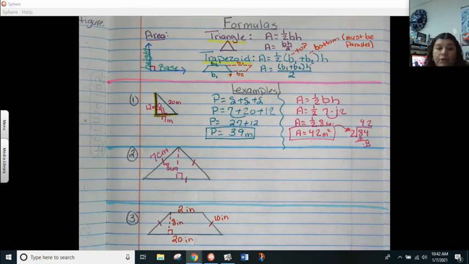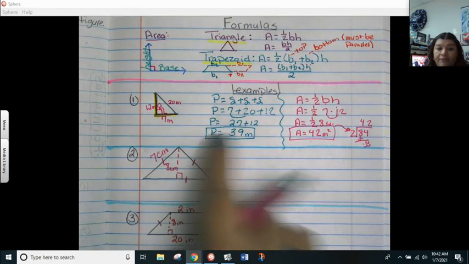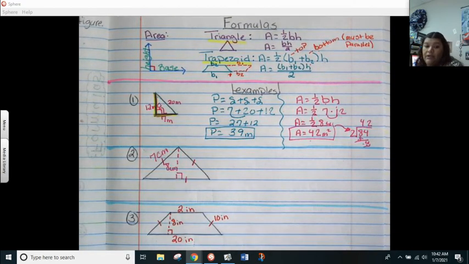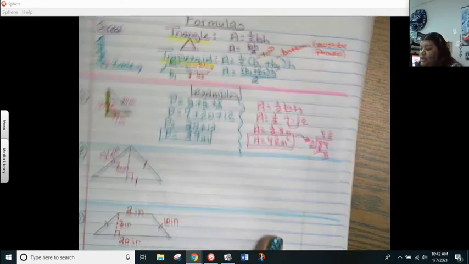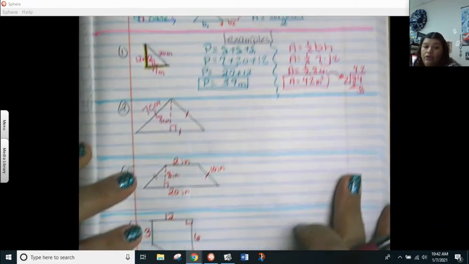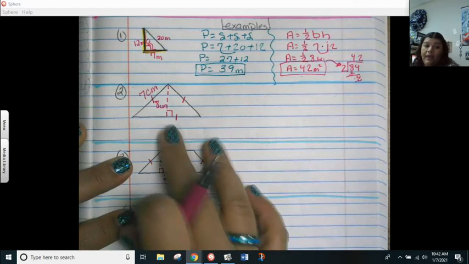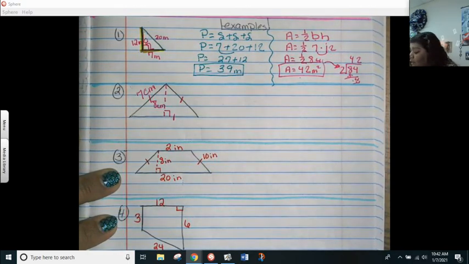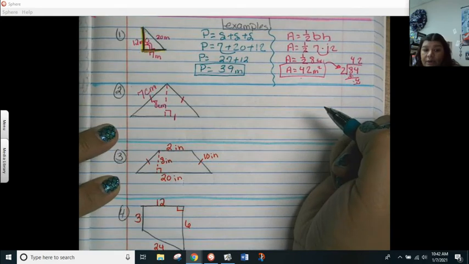Okay. So the perimeter of this triangle was 39 and the area is 42. Okay. Let's go on to the next one. So go ahead and press pause and you can draw question 2. Okay. And we'll do the same thing. All right. So you should have drawn it by now.